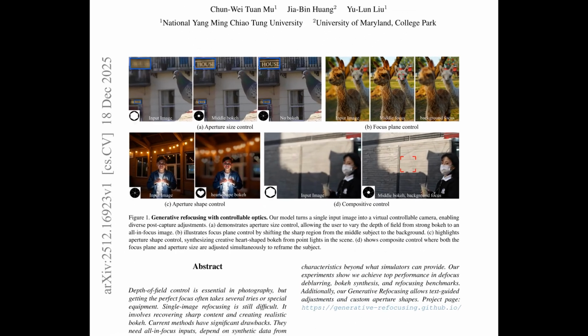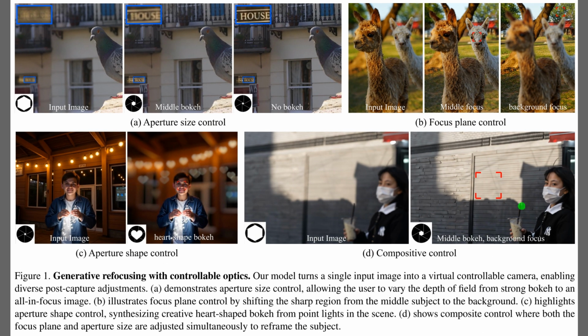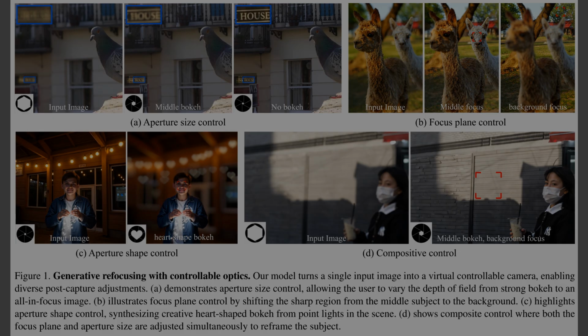Figure 1 shows what the system ultimately buys you, which is a single photo that behaves like a virtual camera with adjustable optics. The full panel grid summarizes 4 controls, so you can either increase blur, move the sharp plane, or change the bokeh shape. The top left sequence varies aperture size, which changes depth of field from strong bokeh to all in focus. The bottom left example shows heart-shaped bokeh from point lights, and the right side combines focus shifting with blur strength.